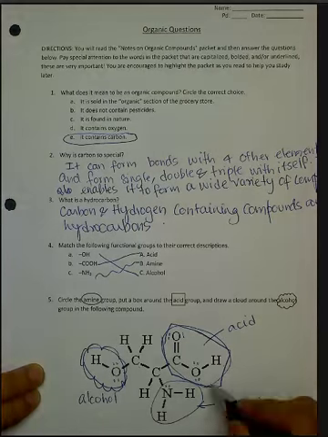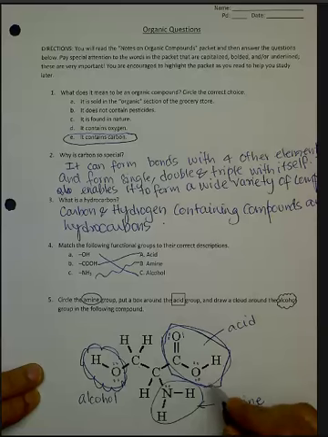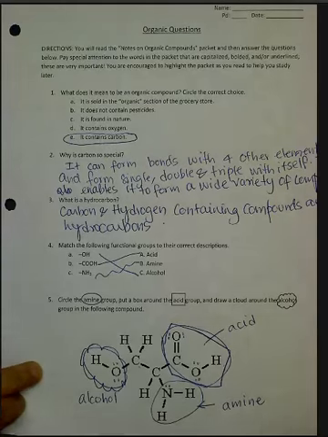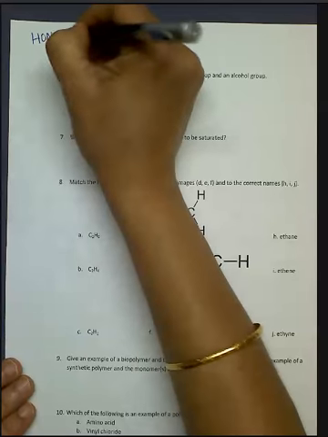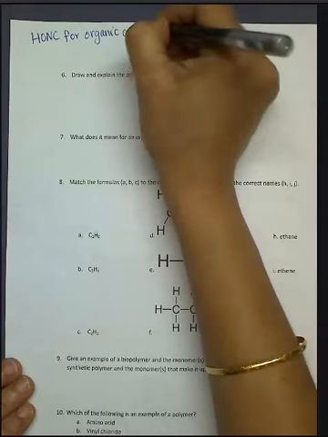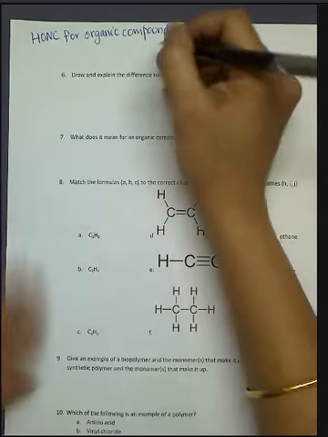Now, when you draw Lewis dot structures for organic compounds, please do not forget to put the two lone pairs on oxygen and the single lone pair on nitrogen. Now, there are a few things I need to teach you about drawing Lewis dot structures for organic compounds. I need you to know the HONC rule for organic compounds. It comes with a C at the end, not a K.